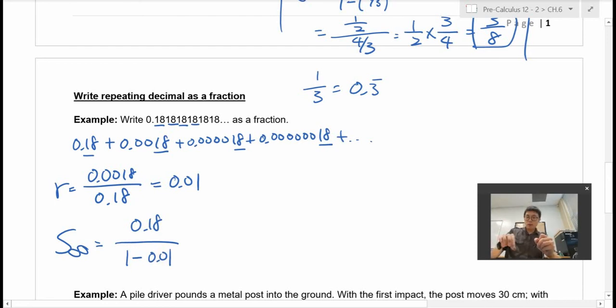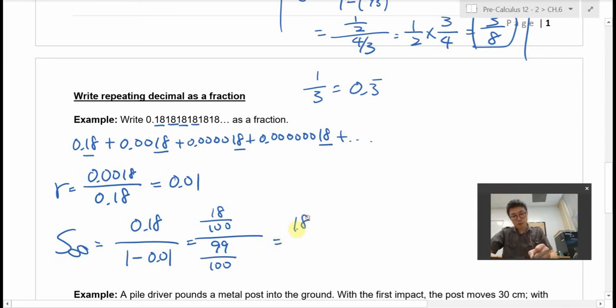Now, the problem is, if we work with decimals, you'll end up with a decimal, right? So then we can't really write it as a fraction. So what you need to do is change this to fractions. 0.18 is the same thing as 18 over 100. That's why it's 0.18, because it's 18 out of 100. 1 minus 0.01 is 0.99, which is 99 over 100. Okay, so now again, these are just dividing fractions, so now we multiply by the reciprocal. They cancel out. You can divide both 18 and 99 by 9.